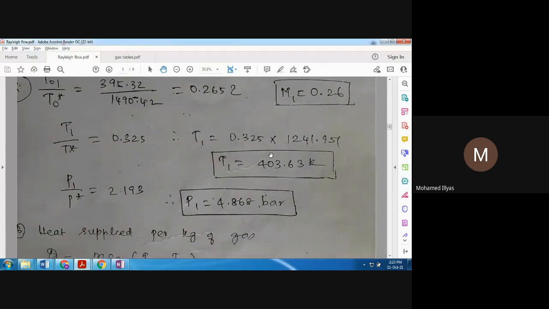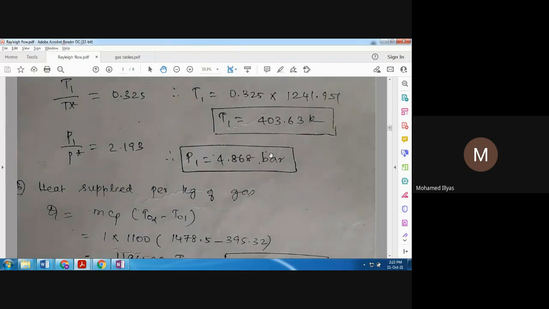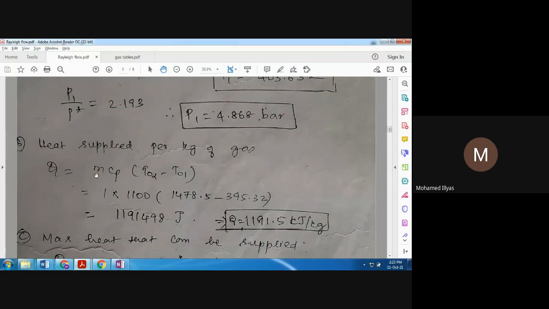Next, they are asking us to find the heat supplied per kg of gas. In the theory part of Rayleigh flow, we have seen that heat supplied can be written as Q equal to m Cp into (T02 minus T01). For unit mass, Q equal to Cp into (T02 minus T01). We know these two values: T02 is 1478.5 and T01 is 395.52. So we'll get our Q as 1191.5 kilojoules per kg. This is the heat supplied per kg.